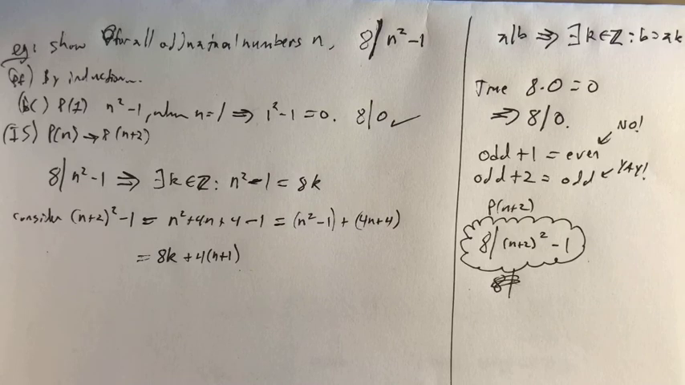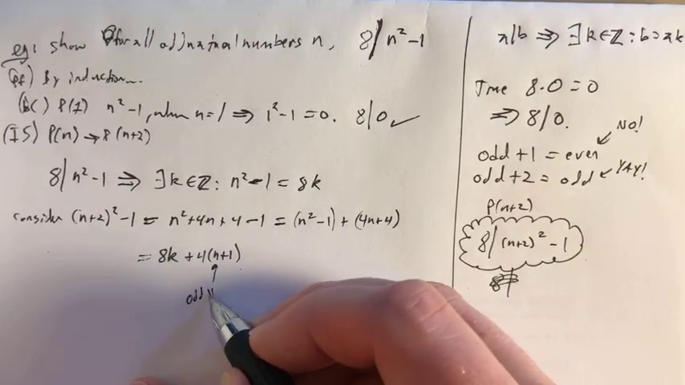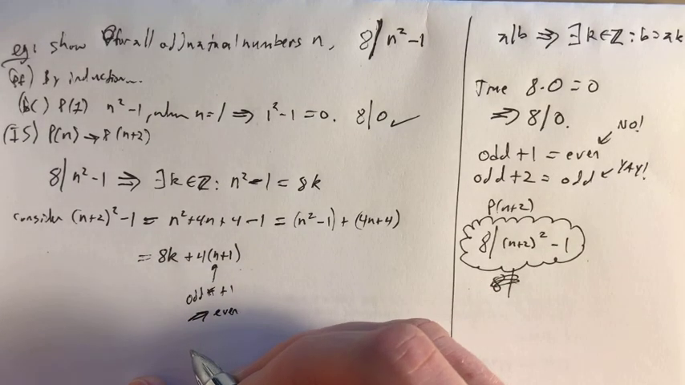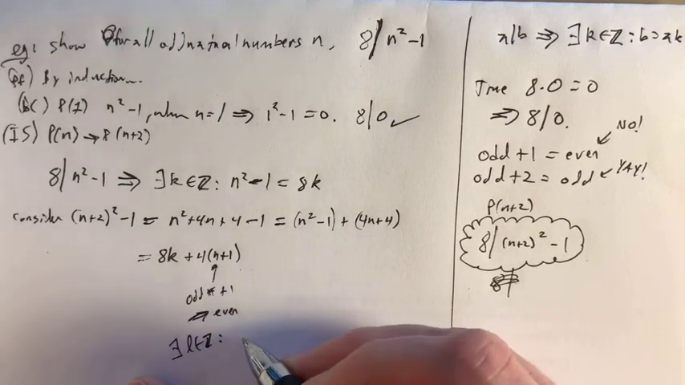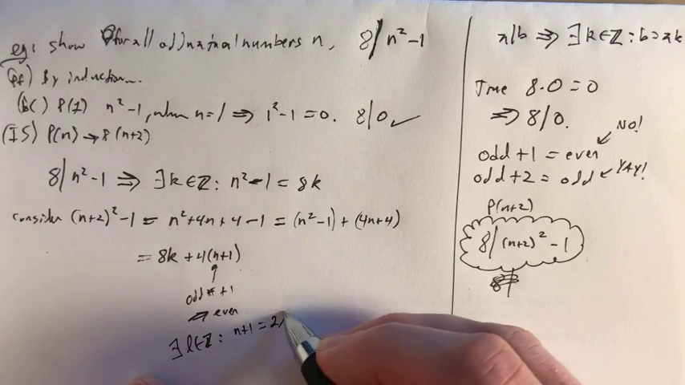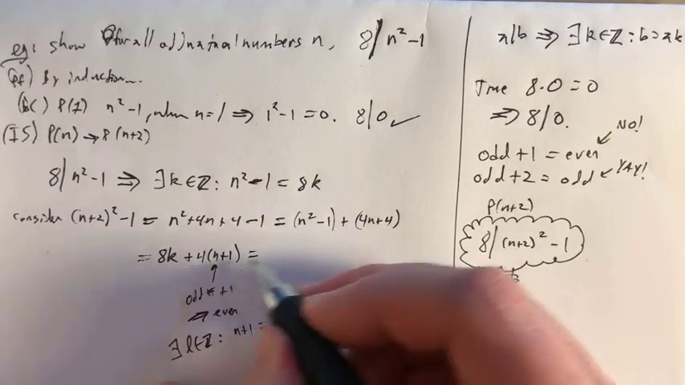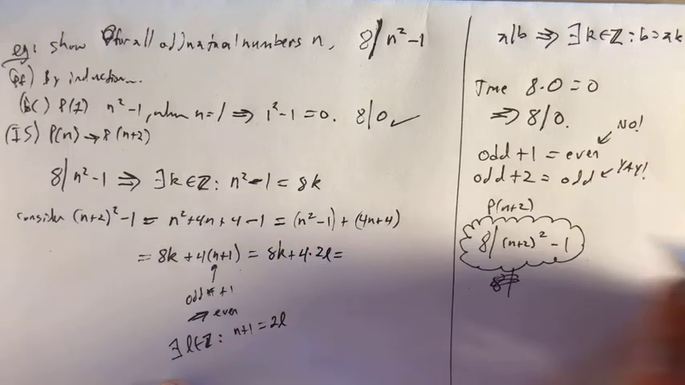What does it mean for n plus 1 to have a factor of 2 in it? It means that n plus 1 must be even. How can I know that n plus 1 is even? That's right. This is an odd number plus 1, which is therefore an even number. Which means that there exists an integer L such that n plus 1 equals 2L. Which makes 8k plus 4 times n plus 1 equal to 8k plus 4 times 2L.